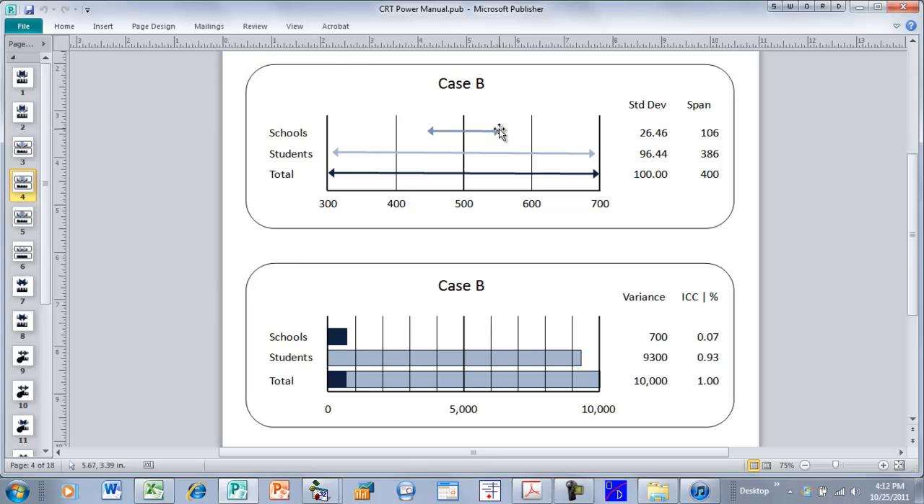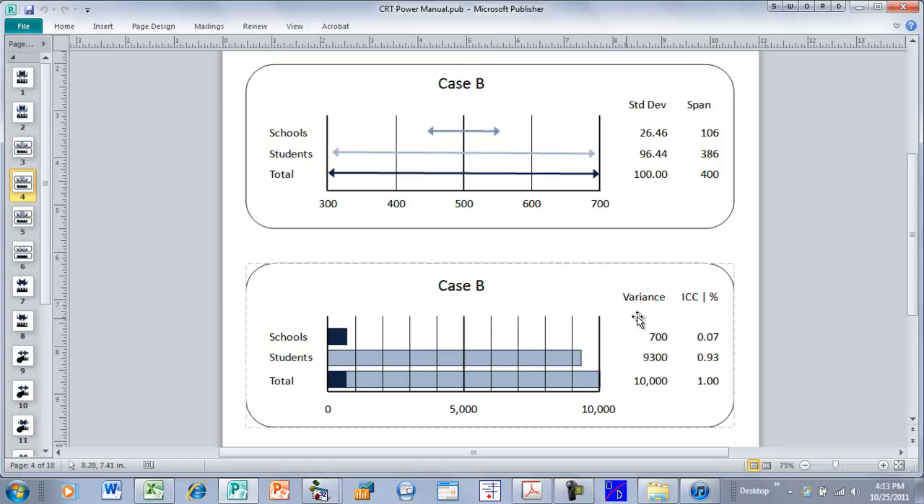So working backwards from knowing the overall variance and the ICC, we can figure out that the standard deviation of school means is around 26, which means that the span of school means is going to be about 100 or 106 points, so that if the grand mean is 500 and the span is approximately 100 points, that means that the school means are going to range from approximately 450 to 550.